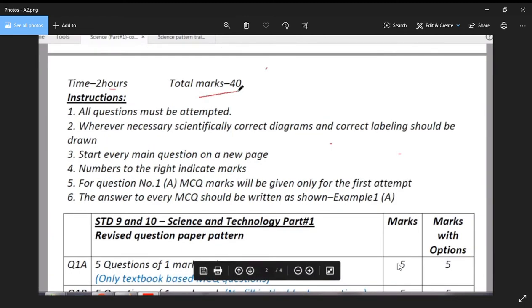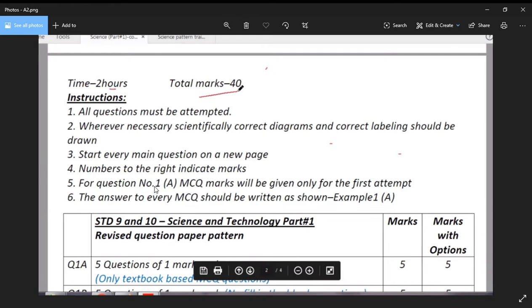Now let us see which instructions are given in the question paper. The first instruction is all questions must be attempted. Second, in question 2, where necessary, scientifically correct diagrams and correct labeling should be drawn. Third, start every main question on a new page. Fourth, numbers to the right of the question paper indicate marks.